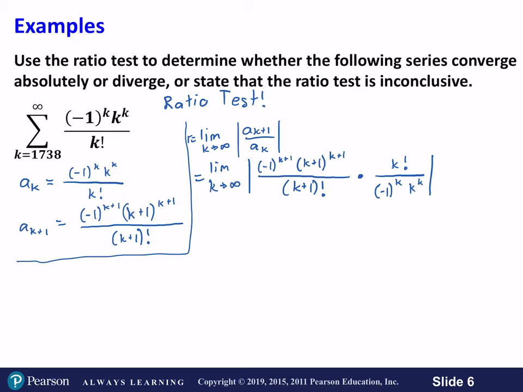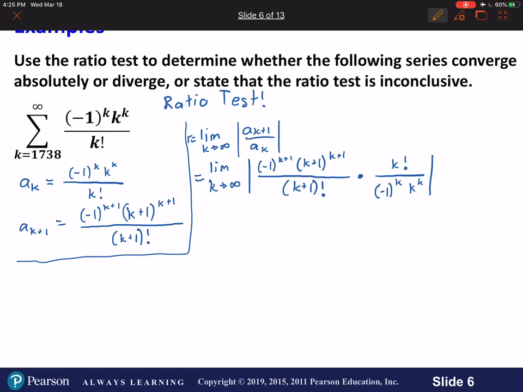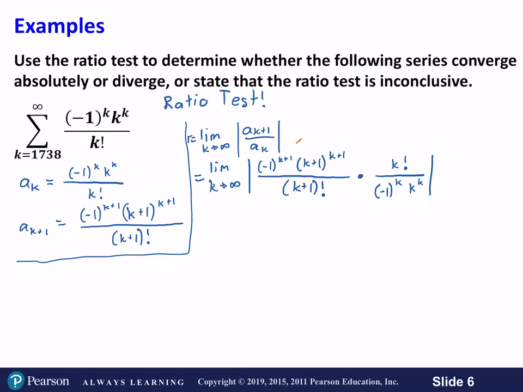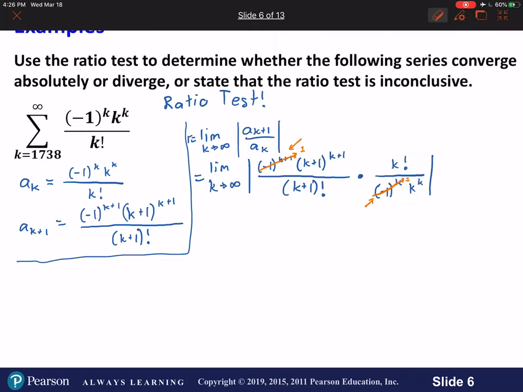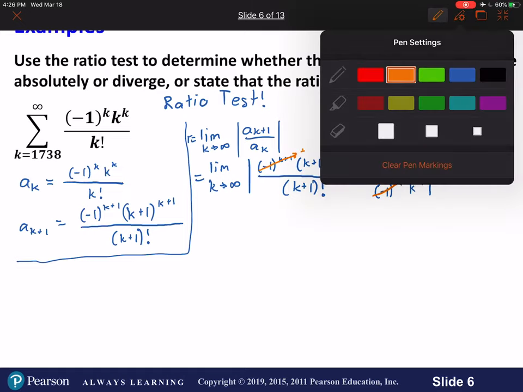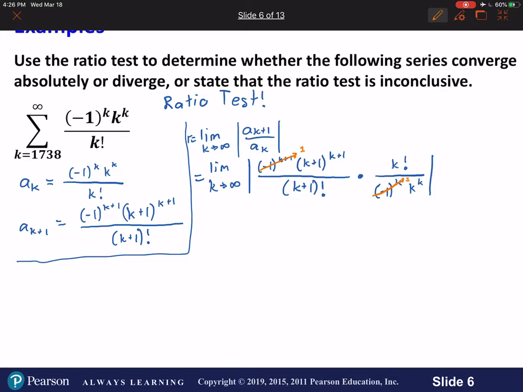All right, so this time, some things will cancel out and some things won't. Let's try and see what will and will not cancel out. The first observation you should make is that since we have an absolute value, this (-1)^(k+1) and this (-1)^k both basically turn into 1 because of the absolute value. So these can go away. Let's think about those as just 1.